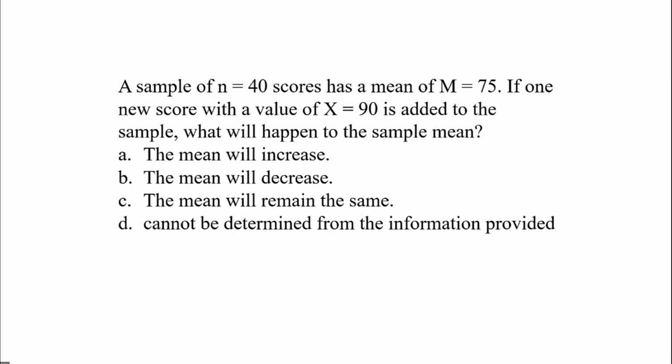Let's give another example. A sample of 40 scores, though it doesn't really matter how many scores we have, that's meaningless information in this question, has a mean of 75. If one new score with a value of 90 is added, what happens to our sample mean? Again, think of quizzes. Your average quiz score right now is 75, and you get a 90 on the next quiz. What happens to the average of your quiz scores? It goes up. If we add a score higher than the mean, our mean will go up. If we remove a lower score from the mean, our mean goes up.